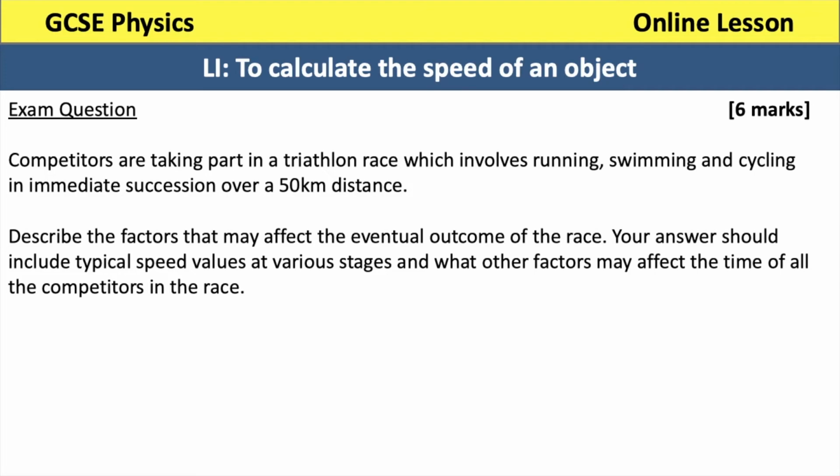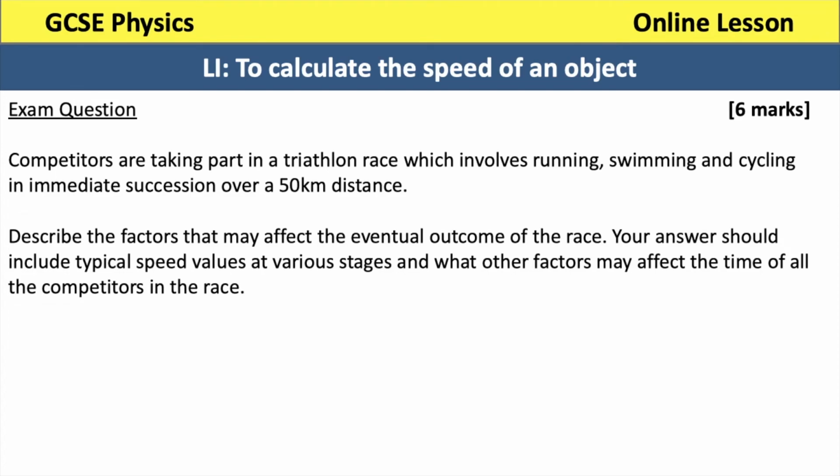It says competitors are taking part in a triathlon race which involves running, swimming and cycling in immediate succession over a 50-kilometre distance. Describe the factors that may affect the eventual outcome of the race, and your answer should include the typical speed values at the various stages and what other factors may affect the time of all the competitors in the race. Pause the video, write down your answers and then press play to mark your work.